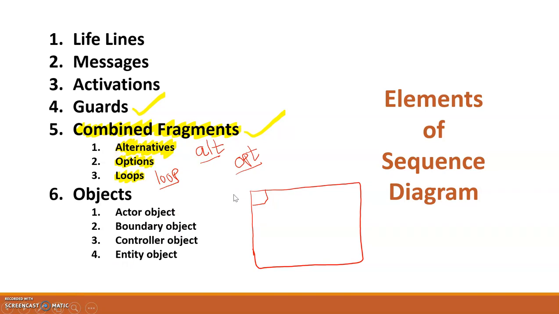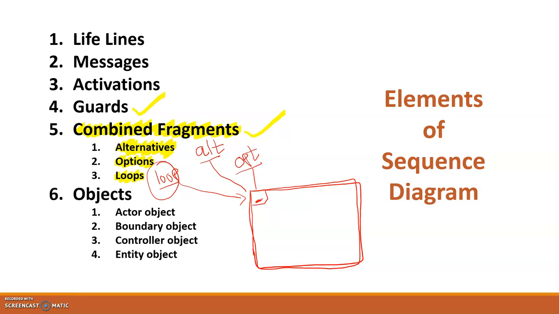So now you know when you can use it. If it's a repetitive structure, then you can draw it the same way, but here you need to write loop. If it's optional, write OPT. If it's alternative, write ALT. That's it. These things you need to write over here. And inside this rectangle, inside this box, you can write your messages and other things that we will see. Right? So this is about the combined fragments.